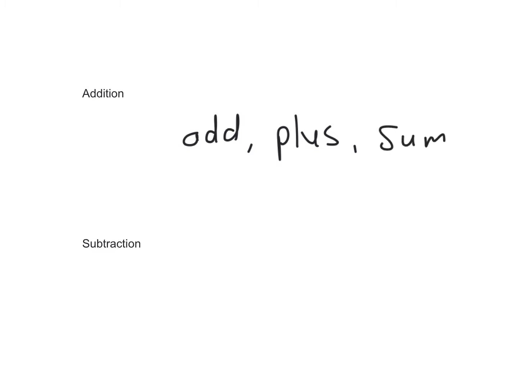So what is addition? Well, addition is the process of finding a total value of two or more numbers, and basically that's called addition. So we have different words for addition. Sometimes we have the word add. We can use the word plus, and also sometimes we use the word sum. So those are all associated with addition.